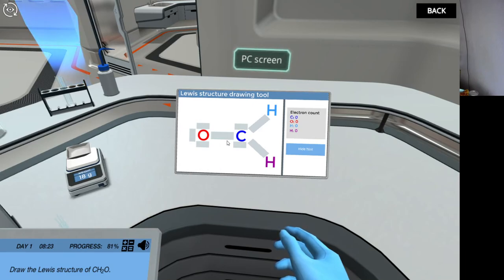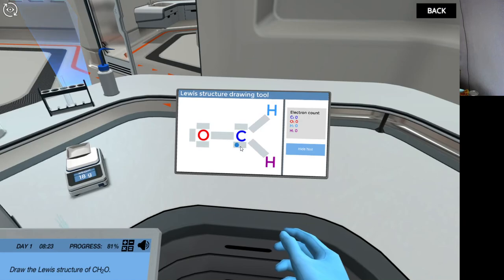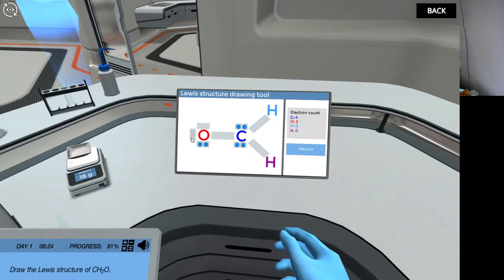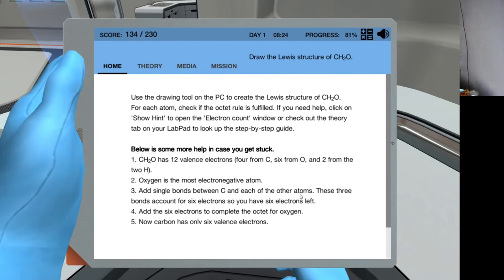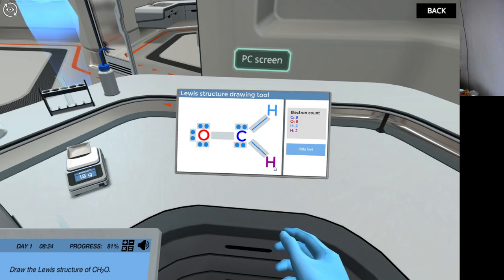CH2O? Okay. What do they have? Okay, so it has 12. 4 from C, so maybe I could put it down to make it easier. C has 4. 6 from O, and 2 from H. Okay, I knew that. So that's there too. They pretty much have to do that.